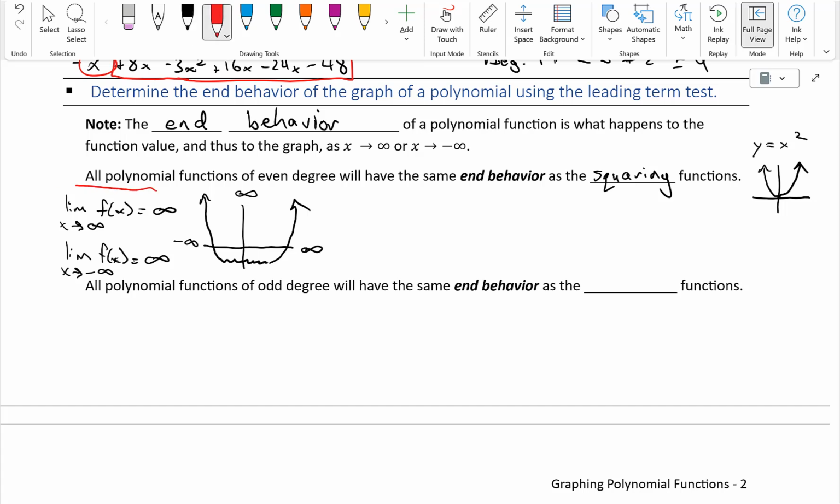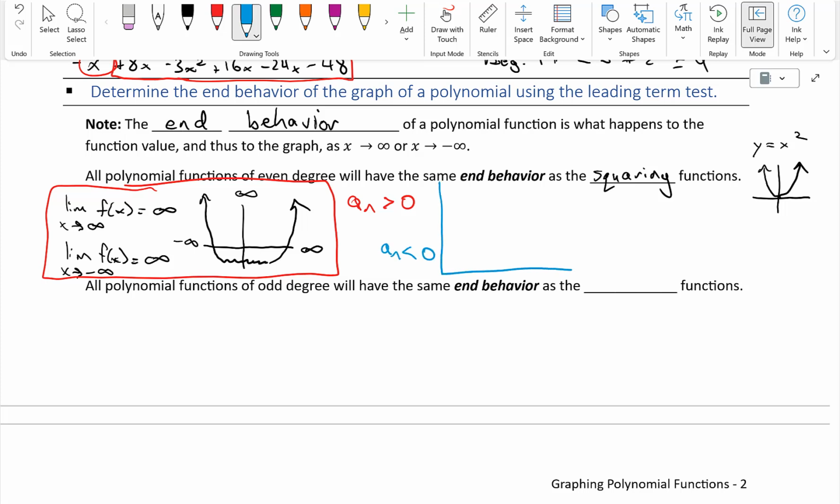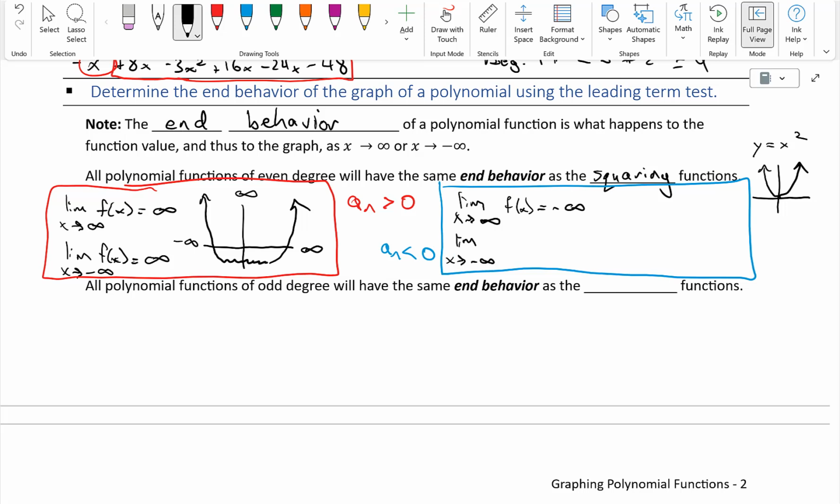So this happens if our leading coefficient, that a sub n, is greater than 0. Just like if we have the positive x squared, it opens up. Right, both ends go the same direction. If a sub n is less than 0, just like minus x squared would flip over, we see the same thing happen here. We can say the limit as x approaches infinity of f of x would go down towards negative infinity. And likewise, our limit as x goes to minus infinity of f of x would be minus infinity.